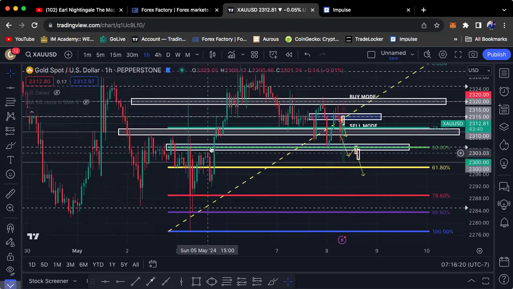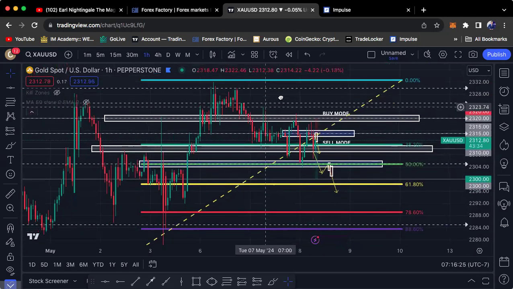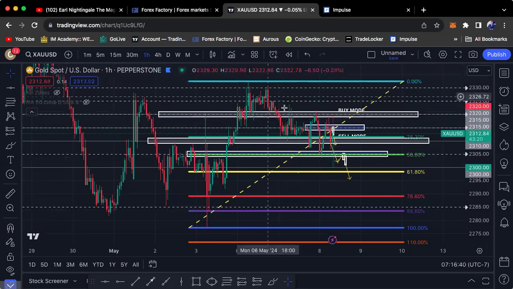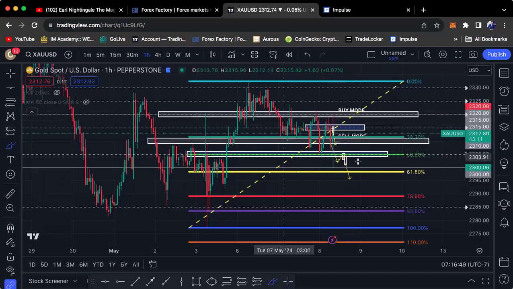Plus, you have an imbalance right here. You see that? So right here is the 61.8. I took the fibs from this low to this high, and then you have the 61.8 right here. So look at price retracing. Price is downtrending, and then maybe retrace here for the buy up.